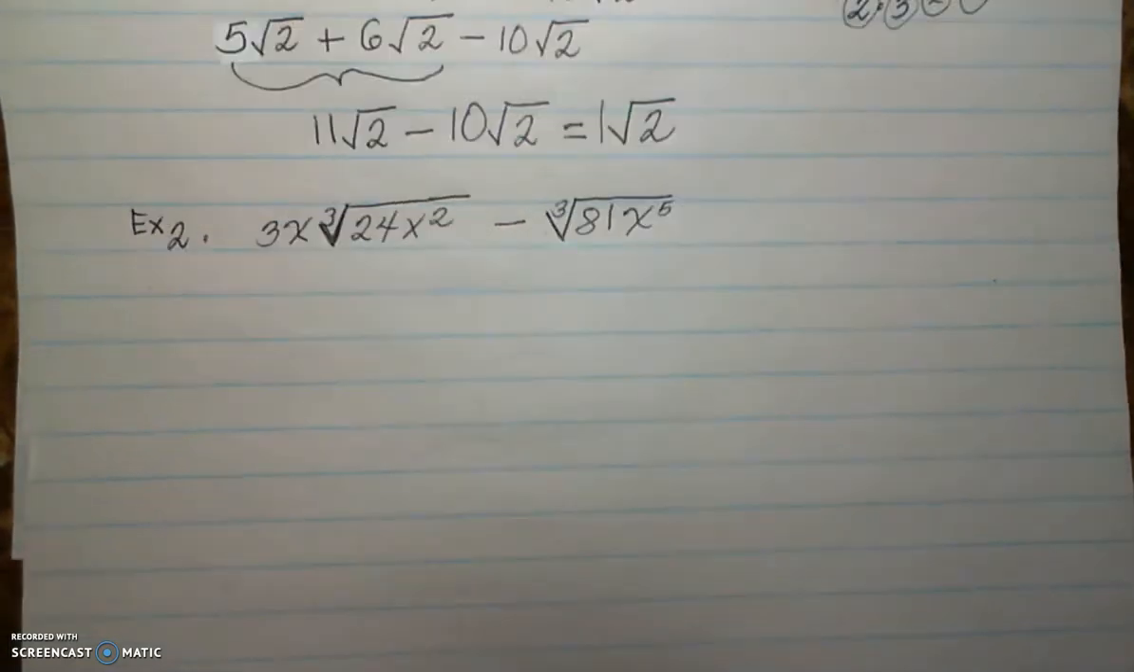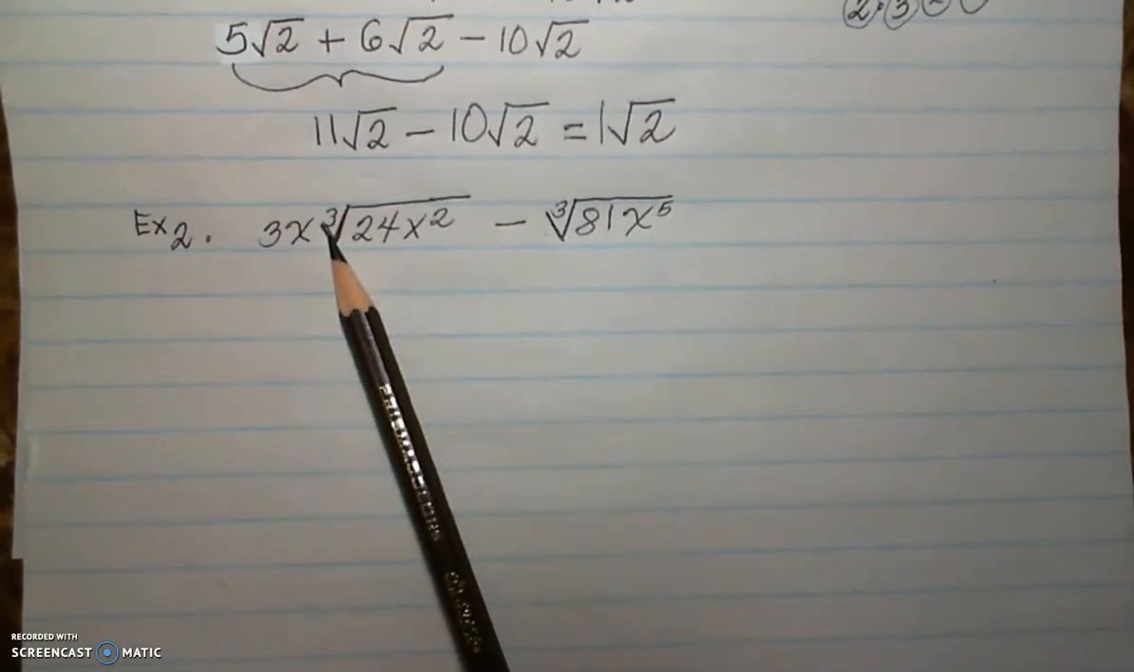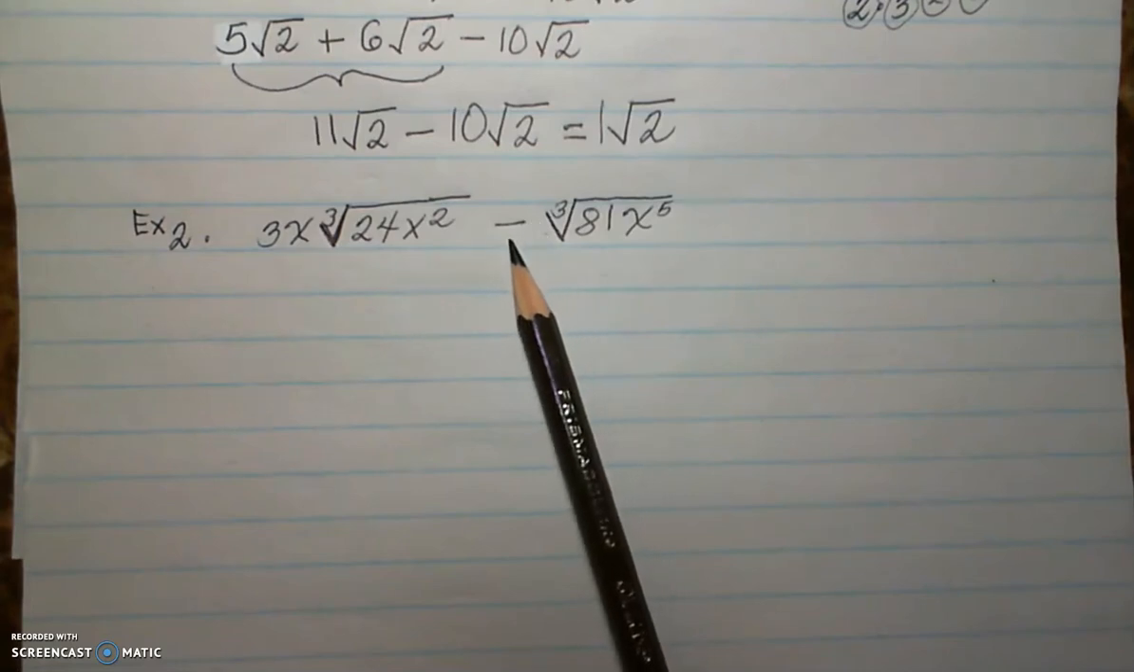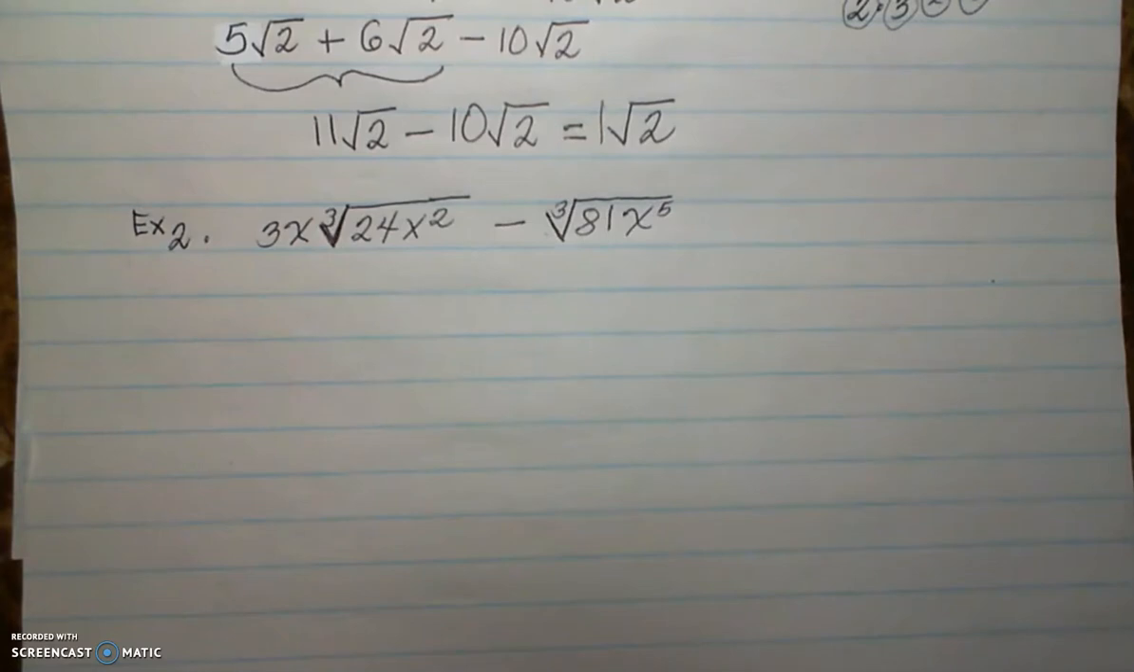All right, so now we go to example number 2. That is 3x cube root of 24x squared minus cube root of 81x to the fifth. Notice that the index this time is a 3. So what you're looking for is that the number or the variable has to form sets of 3 in the sense of being a factor when you multiply by itself. So let's begin the extraction.